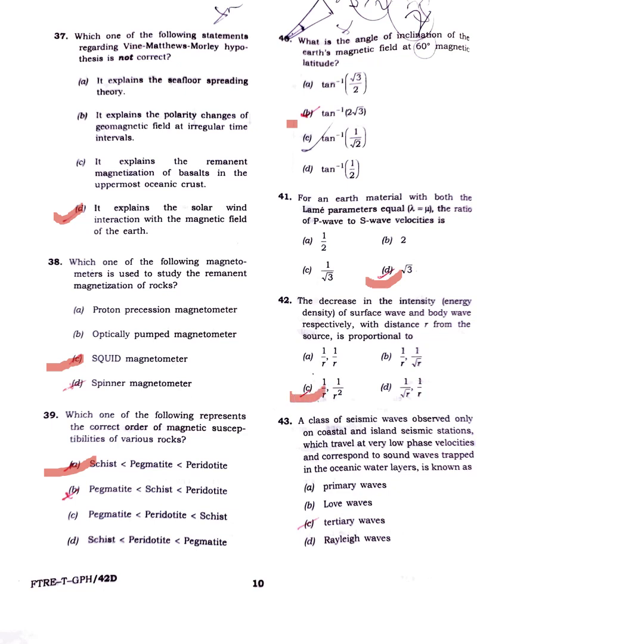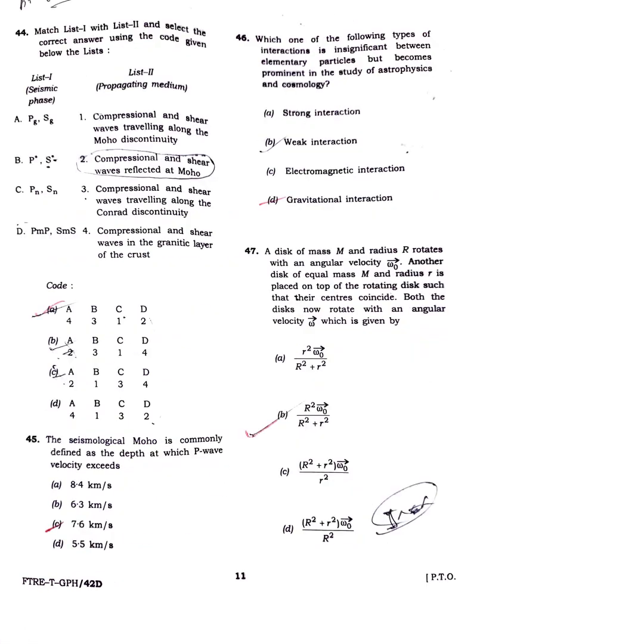A class of seismic waves observed only on coastal and island seismic stations which travels at a very low phase velocity. Okay, so this is C, tertiary wave. Match the list. Okay, so match the list using the code given below. List 1, list 2.